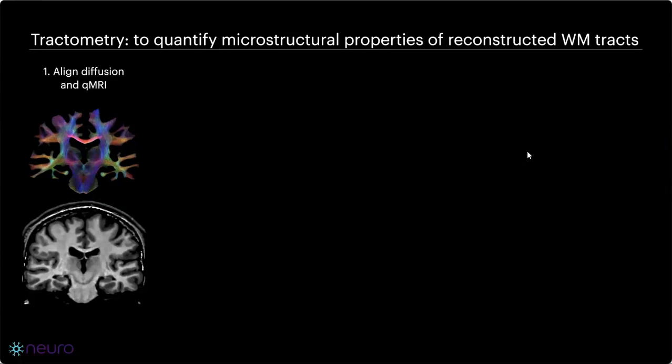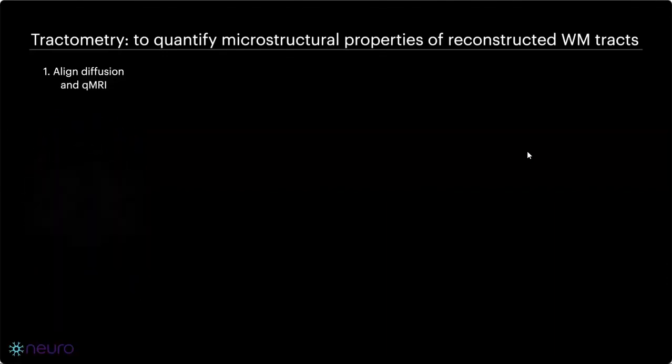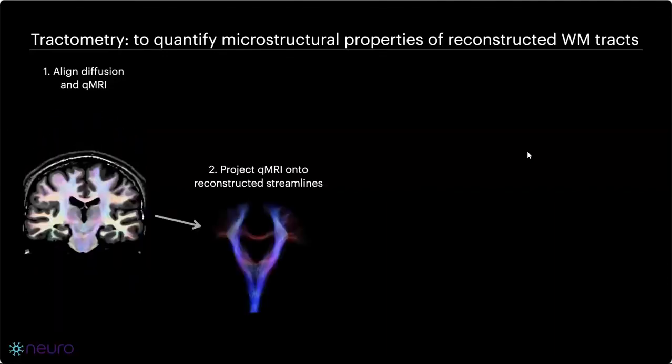The first step, of course, is to make sure that your diffusion data and your quantitative MRI maps, whatever you choose those to be, are perfectly co-aligned. That already can be a bit of a challenge, right? Because they may have different distortions in them. So the top here, we have the streamlines, and the bottom is the MT map. Once they're nicely aligned, we can then project the data onto the reconstructed streamlines.